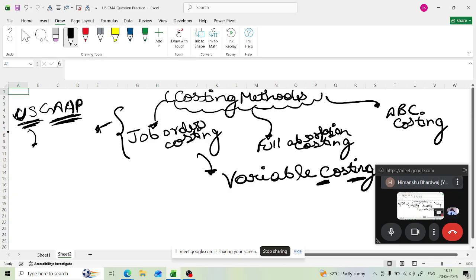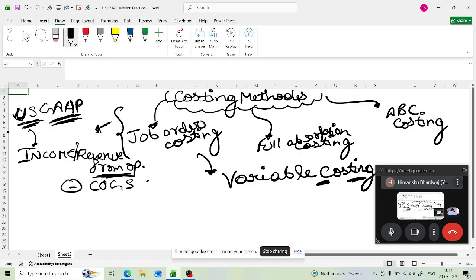So in US GAAP, if you see, first you have income. Or let me show you another way, as most of you, I guess, are from a commerce background. So you know we have revenue from operations, right? Revenue from operations, net sales, minus we have COGS. COGS means cost of goods sold. So whatever cost you have to incur to create your product will come under this COGS.